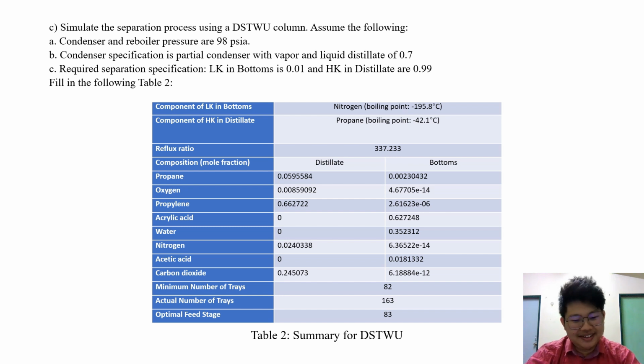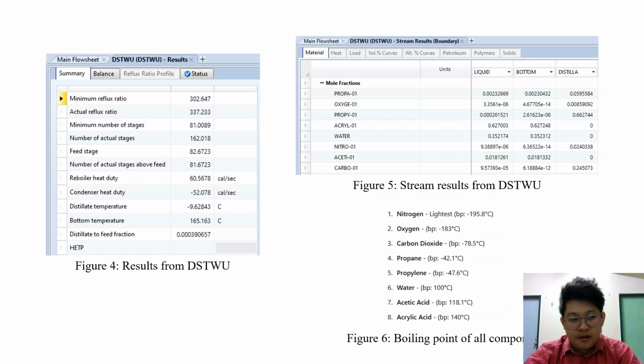So next is minimum number of trays, 82, actual number of trays, 163, and optimum feed stage, 83. We get all these by running the simulation. Okay, now this is the reference that we get our result. Figure 4 gets results from the DSTWU, Figure 5 gets stream results from the DSTWU, Figure 6 shows the boiling point of all components. That's all for me.